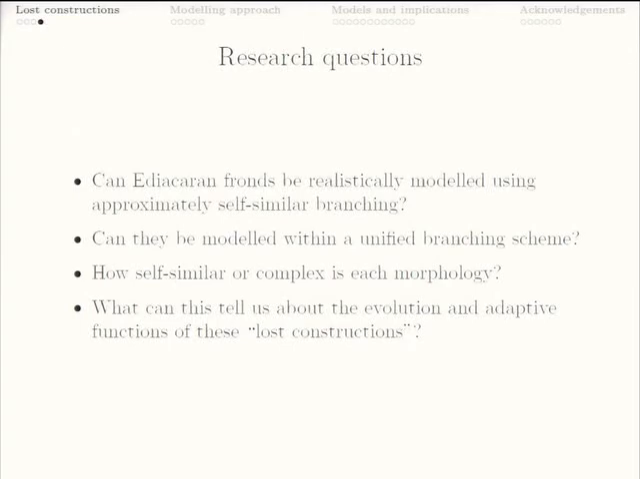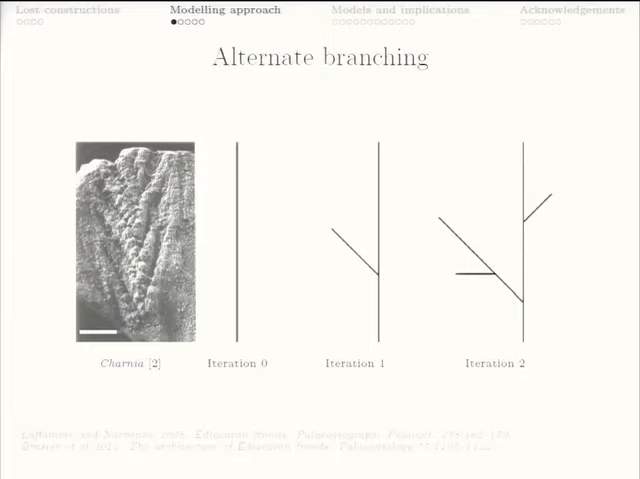So the questions that particularly interested me were, can we use a self-similar branching process to model these Ediacaran fronds? And if this is possible, can these different species be modeled within a unified system? So can we get one system with multiple parameters that can have different values and in combination describe these different morphologies? If we can do this, we might be able to then ask how self-similar, or in contrast, how complex each morphology is. And this might tell us something about their evolution and the adaptive function of these otherwise lost constructions.